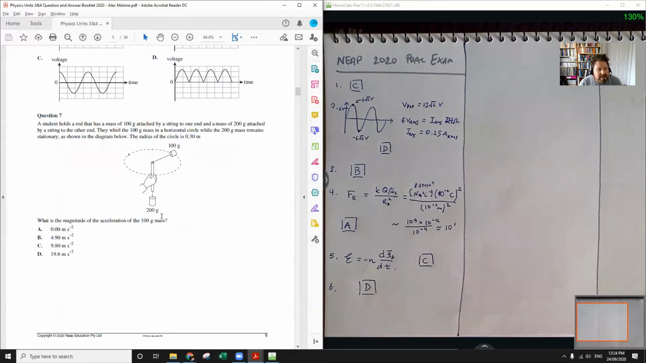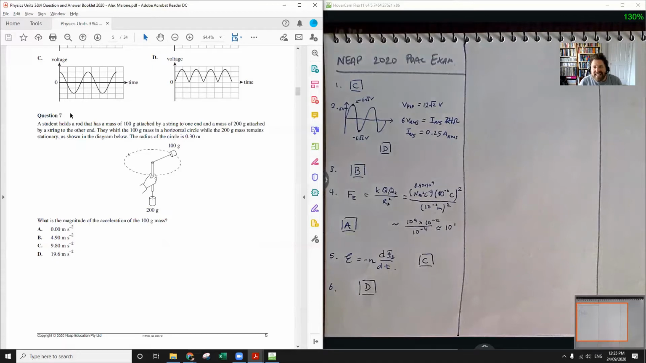Okay, question 7. A student holds a rod that has a mass of 100 grams attached at this end and 200 grams attached at the bottom. They whirl the 100-gram mass in a horizontal circle while the 200-gram mass remains stationary. So as it whirls outwards, it's sort of pulling up the 200-gram mass. The radius of the circle is 30 centimeters. This is a pretty tough question, actually, to think through what's going on here.